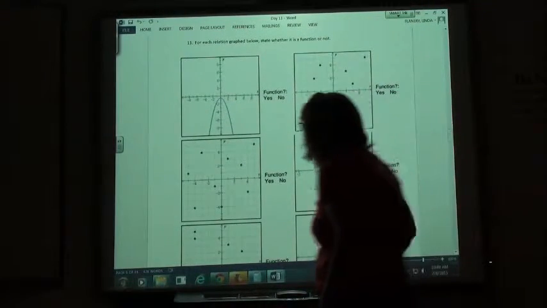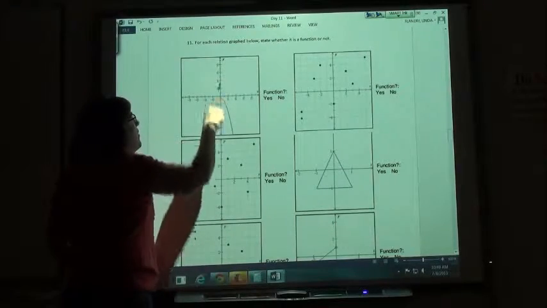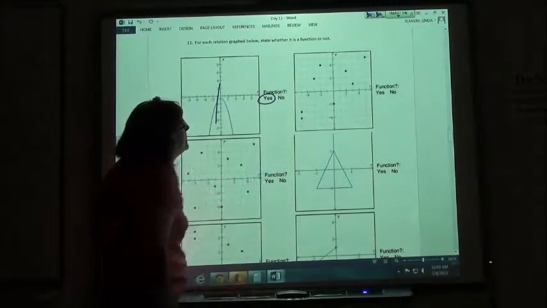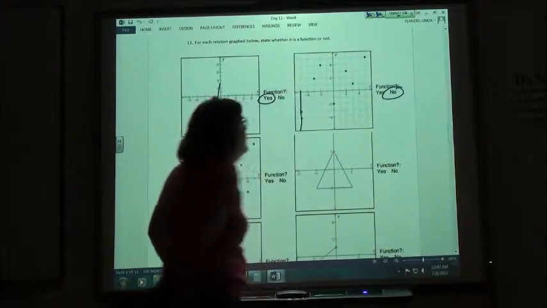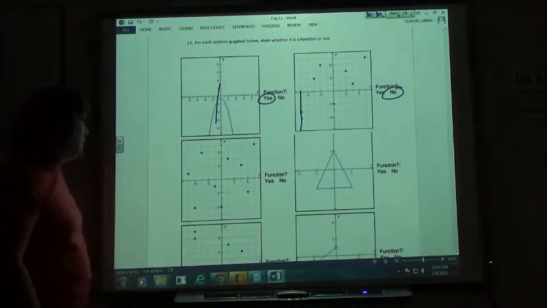So number 11, is this a function? If I draw my line, it touches once? Yes. Is it a function? If I draw my line here, it touches twice. Not a function. Is this one a function?